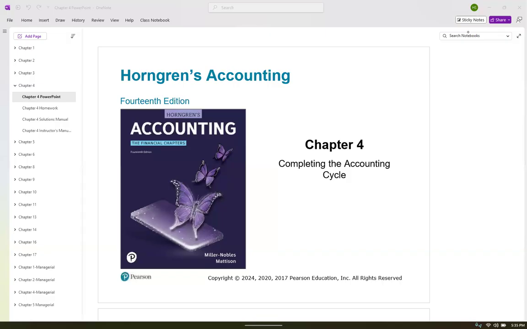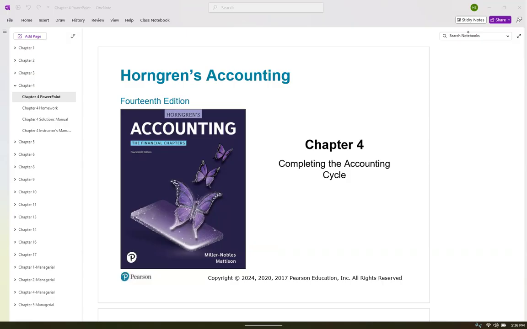All right, we are on chapter 4, completing the accounting cycle. Ever since chapter 1, I've been telling you chapters 1 through 4 is the ABCs of accounting. So if you can get these 4 chapters down, almost everything else from this point on will not be easy, but it will be doable.